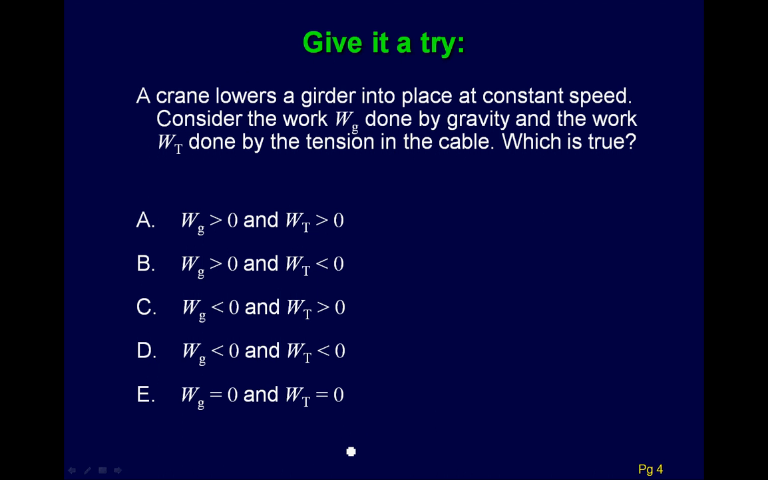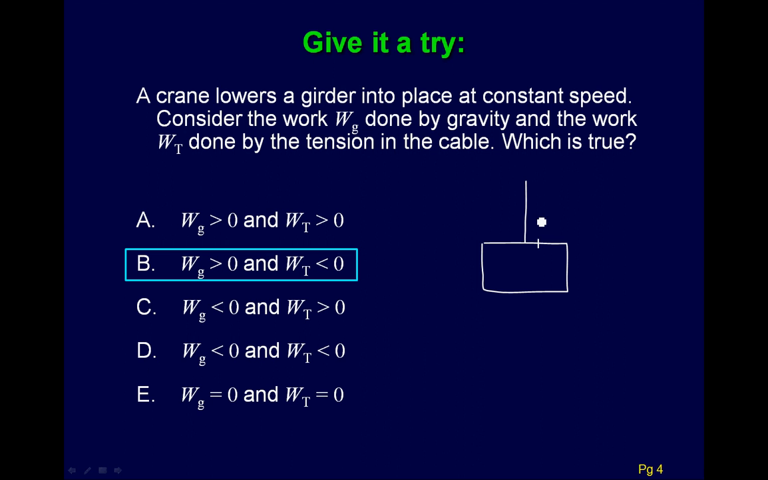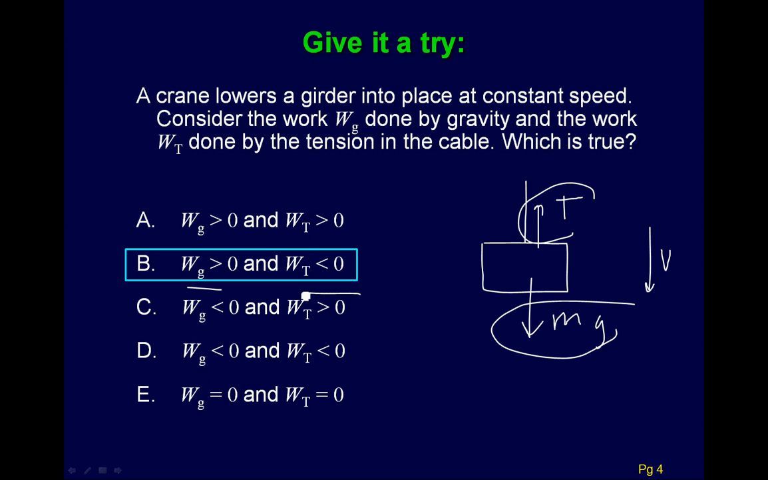Let's look at another example. A crane lowers a girder into place at constant speed. Consider the work Wg done by gravity and the work Wt done by the tension. Which is true below? Think about this and we'll talk about it in a second. Alright, so in a situation like this one here, you can think about there being some cable holding up this girder or whatever it is, and so the forces, there's a tension force upwards, and then there's our good old gravity mg downwards. And the velocity, the displacement, is in the downwards direction. So mg would be doing positive work, and the tension would be doing negative work.